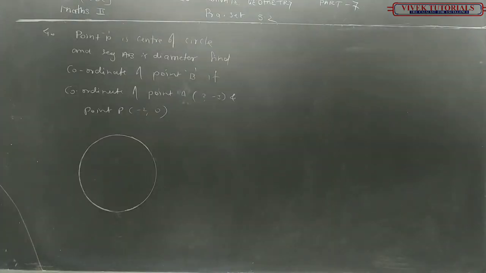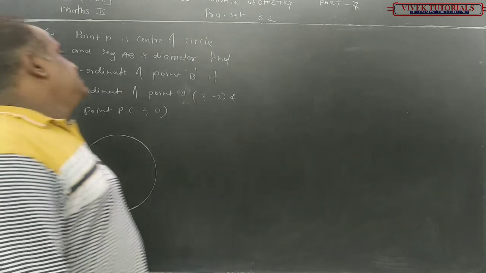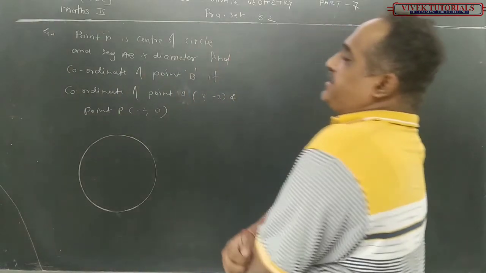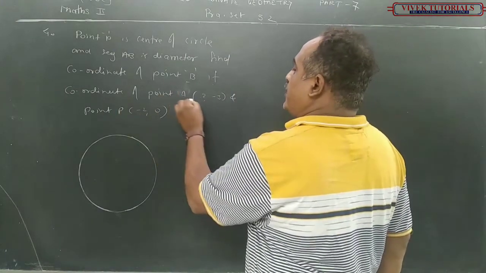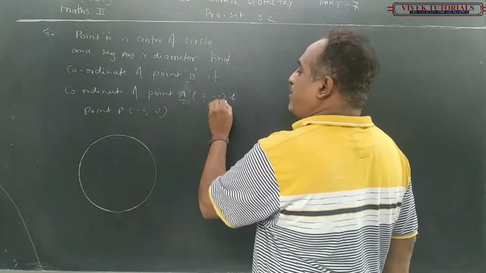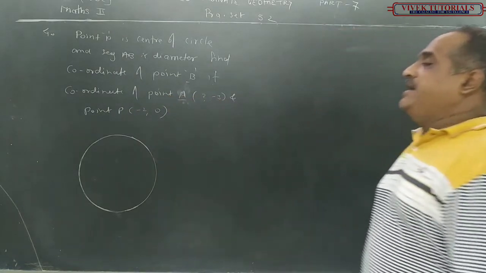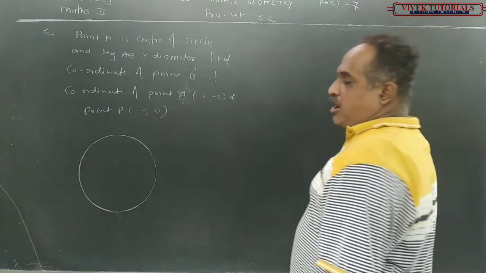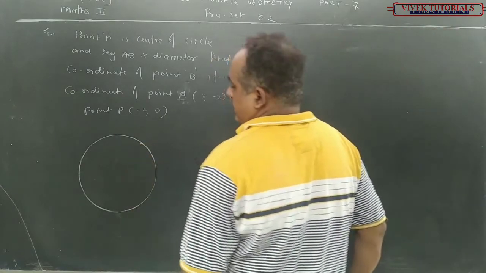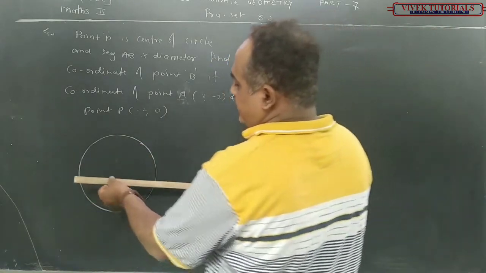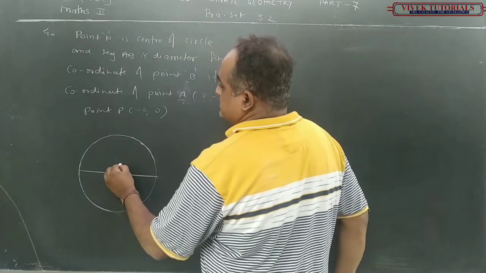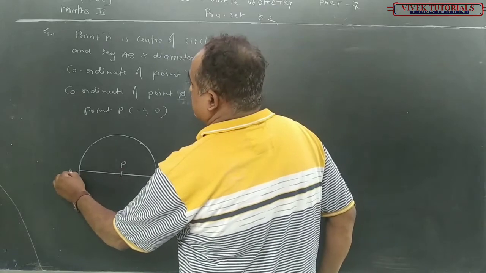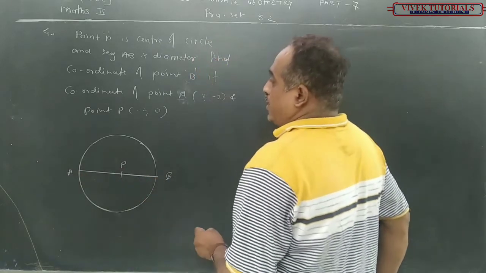Now, students, we are on the fourth question. P is the center of a circle and segment AB is a diameter. Find the coordinates of point B if the coordinates of point A are (2, -3) and of P are (-2, 0). They have not given the figure. I have drawn this circle, and we know the diameter is the chord which passes through the center of the circle. Suppose this is center P, and this is diameter AB.